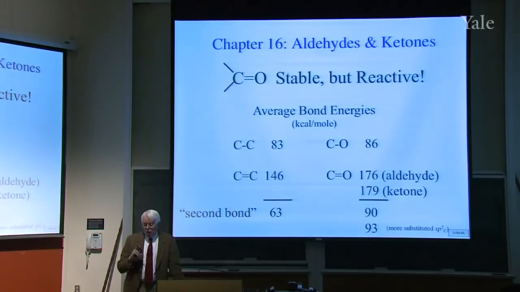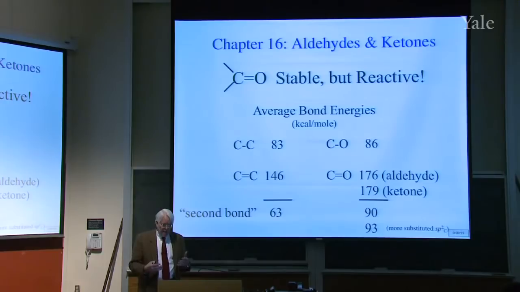And it's not all due to the pi bond, because it has also to do with the change in hybridization of the carbon. The sigma bond changes when you form a double bond. So it's very stable compared to carbon-carbon double bonds, but it's also reactive because it has a very low LUMO, the pi star.